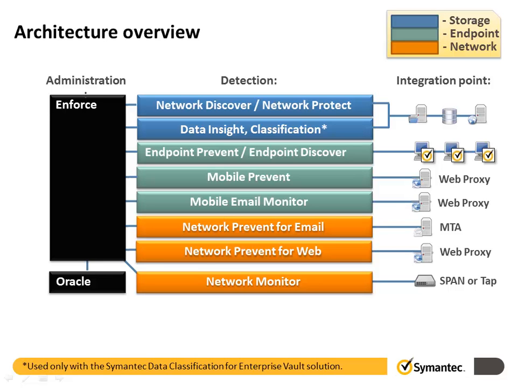Next we have the network detection servers, or the data in motion detection servers. We have Network Prevent for Email, which requires an inline integration with your message transfer agent. This then gives us the ability to scan emails as they leave the organization, and as the name suggests, we can also choose to block or modify an email if required.